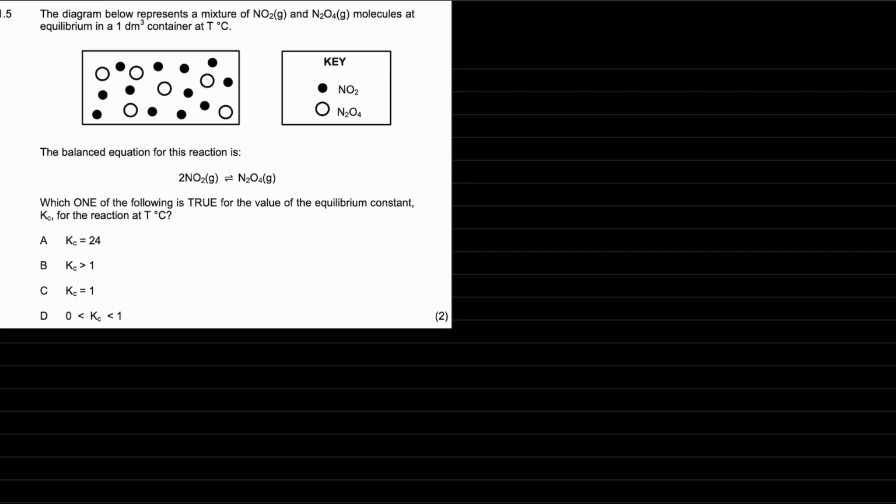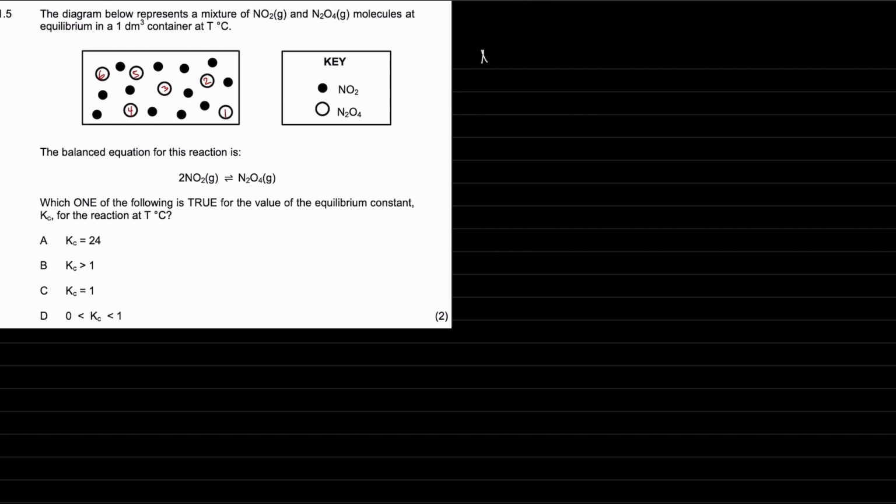Okay, now in this kind of question, it's quite unusual that we're given a diagram like this, but actually what we need to do is count. So we'll count the molecules of N2O4 and then we'll count the molecules of NO2. So the molecules for N2O4, there's 1, 2, 3, 4, 5, 6.